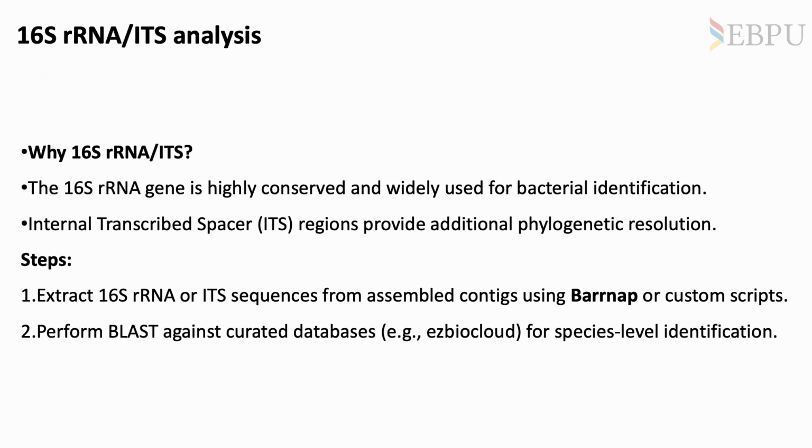We often use the 16S rRNA gene for bacterial identification because it's highly conserved across species, yet contains enough variability for classification. For even finer resolution, especially within the NTMs, the ITS region can provide added phylogenetic detail. We extract these sequences using tools like Barrnap, then run a BLAST search against curated databases like EzBioCloud or simply nucleotide BLAST to determine the species identity.